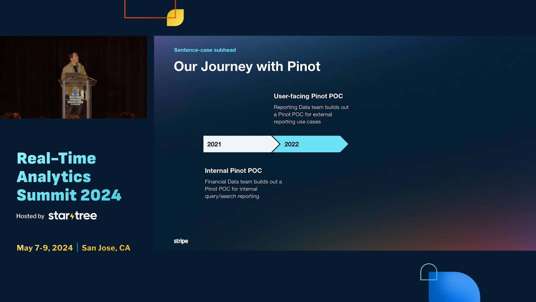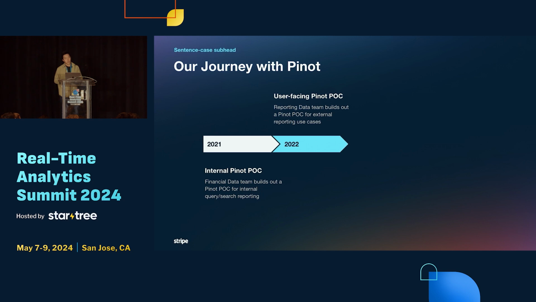In 2022, the reporting data platform team piloted Pinot as well for a second POC to serve user-facing analytics. This platform powered various widgets and reports on the merchant dashboard. This POC also turned out to be a great success.